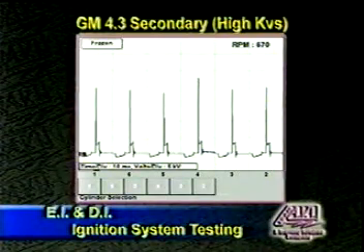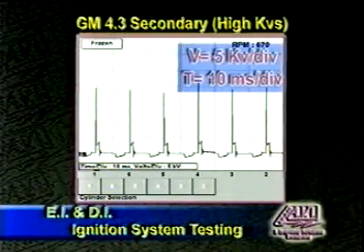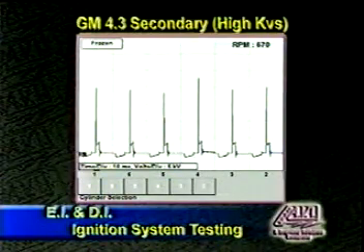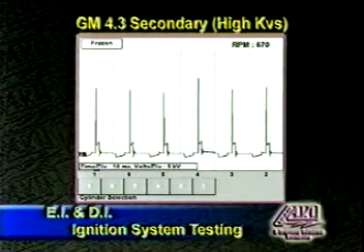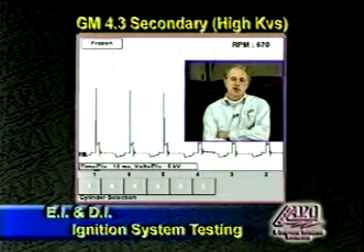Well, what do you see on this pattern? You'll notice the scope is set at 5 kV per division. This is a 4.3 with a 45,000 spark plug air gap. At 5 kV per division, you will see that the secondary kV demand is in excess of 20,000 volts. If we hadn't caught this, you're assured that down the road we would have had a severe ignition failure sooner or later. Since the kV values went so high, let's see what effect it had on the spark duration.